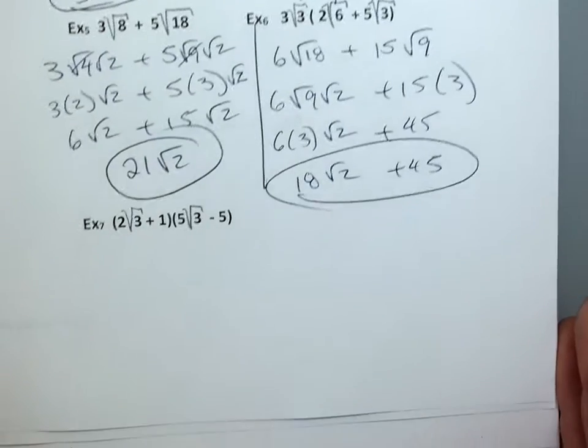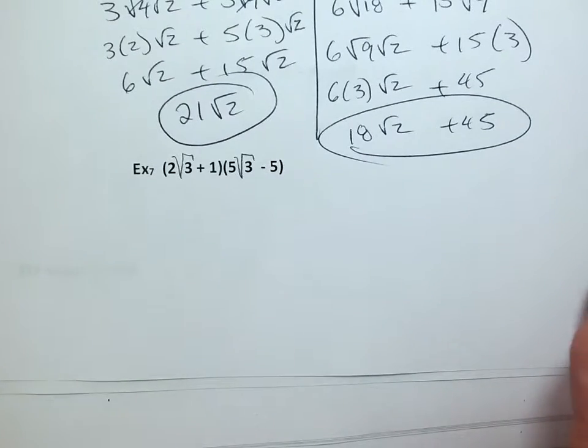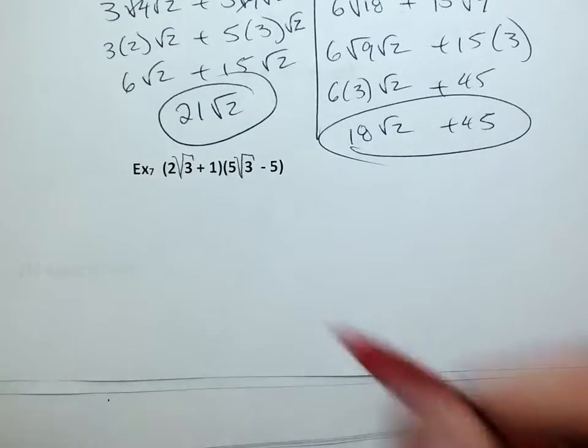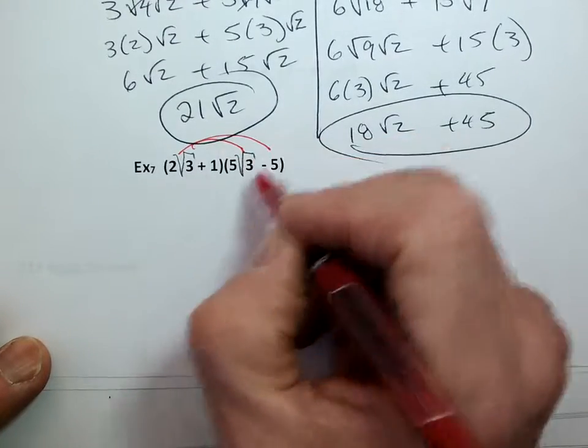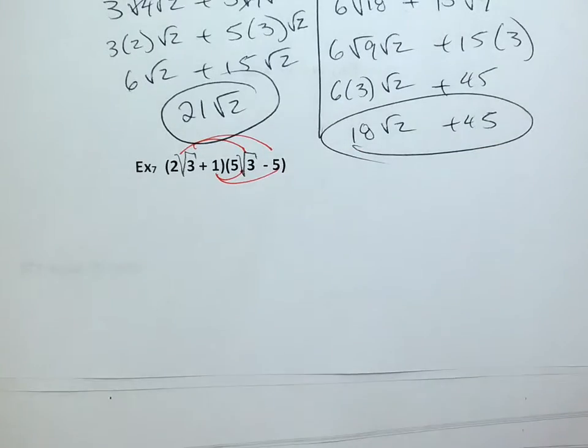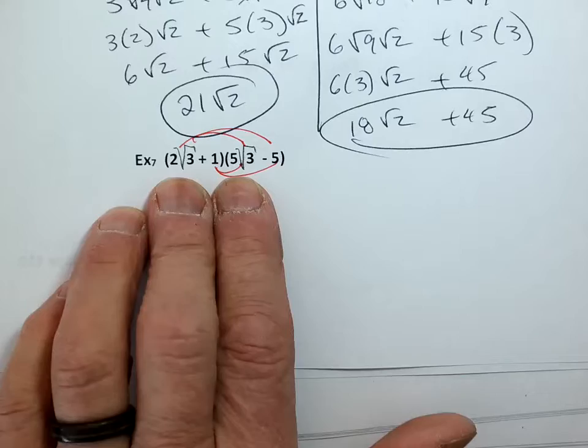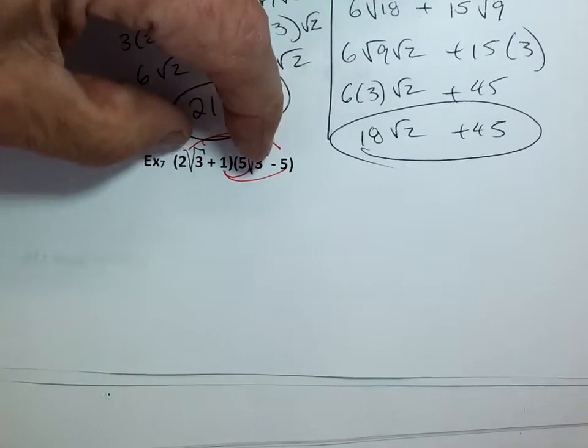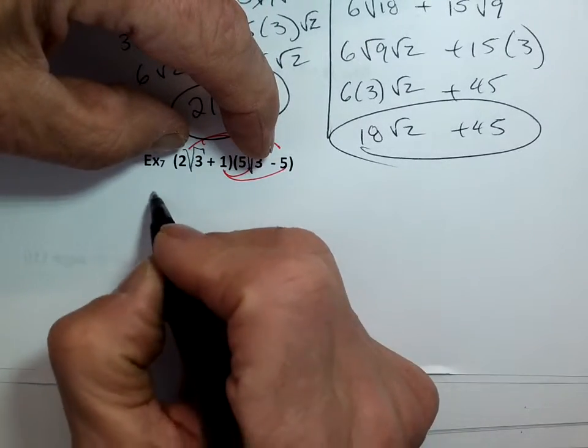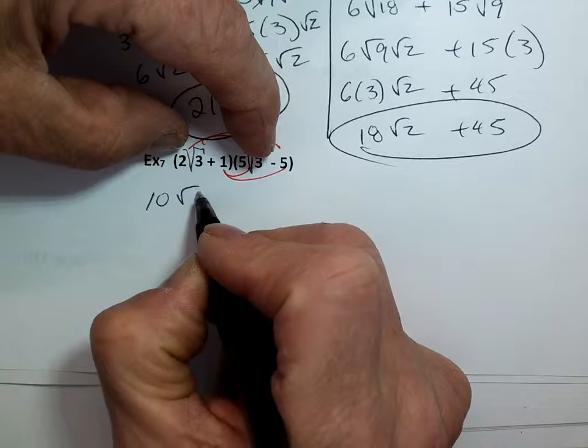Yeah. Okay, 7. We're just going to FOIL, right? We're going to double distribute, whatever you want to call it, right? We're going to go this times this, this times this, this times this, this times this, right? We're just going to do a big FOIL. So, first, 2 square roots of 3 times 5 square roots of 3. Let's do that first. I'm going to get a 10 square roots of 9, okay?